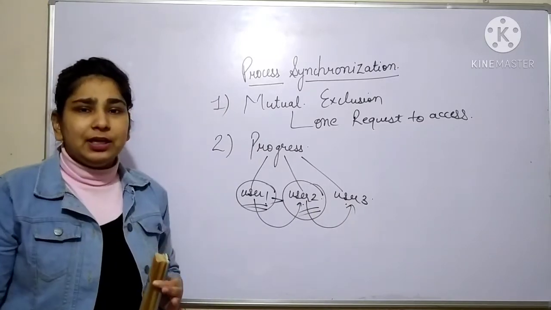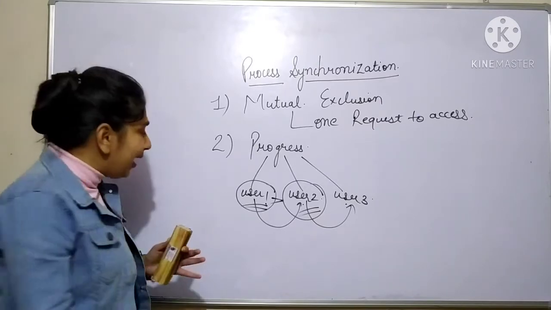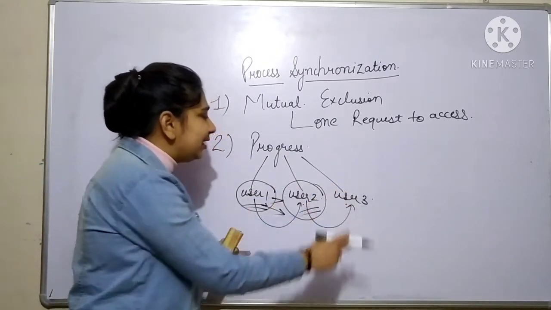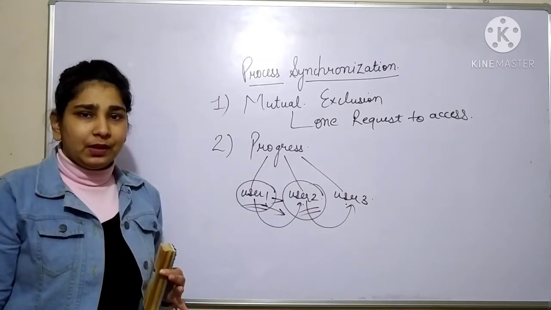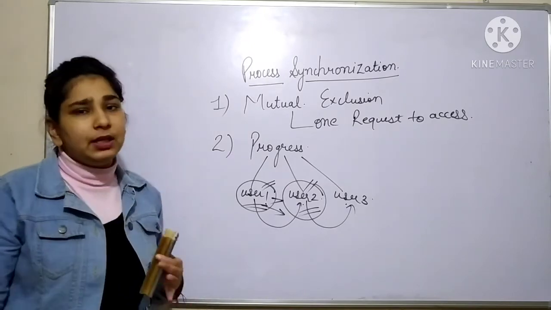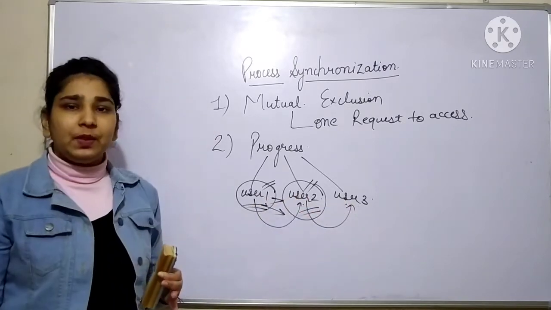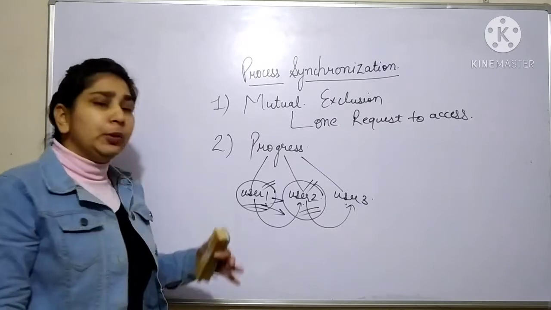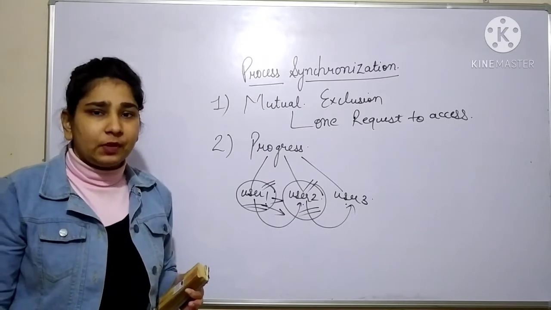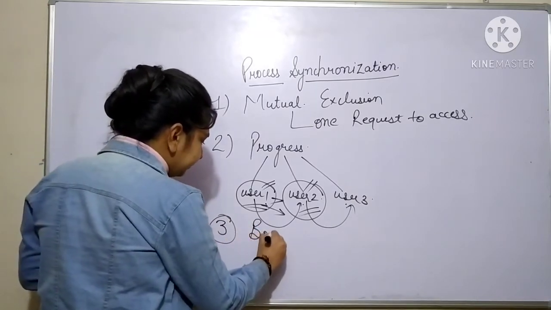If your user doesn't want to enter into the critical section, we shouldn't force it to enter. Each and every user request has independence of execution. Whenever they want to execute, they will be executing. We shouldn't force them to execute now. They are completely independent. Next, the third condition we have is bounded waiting.